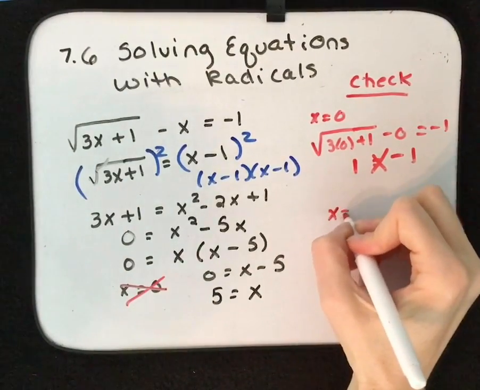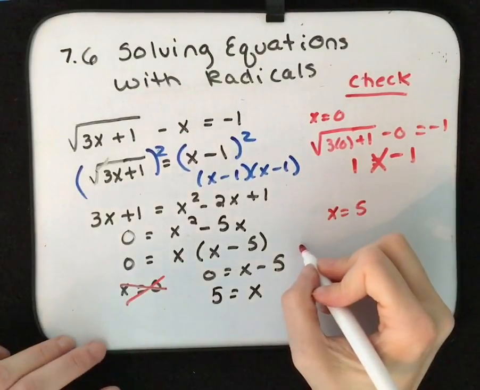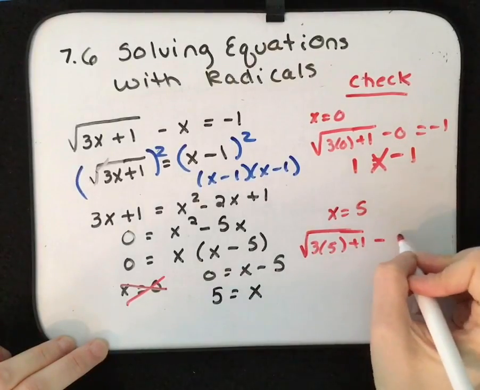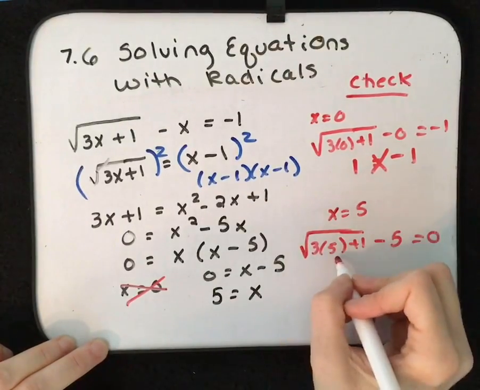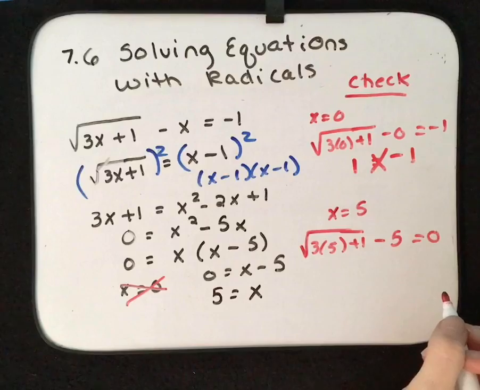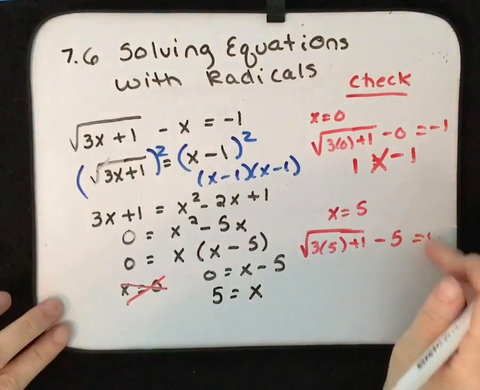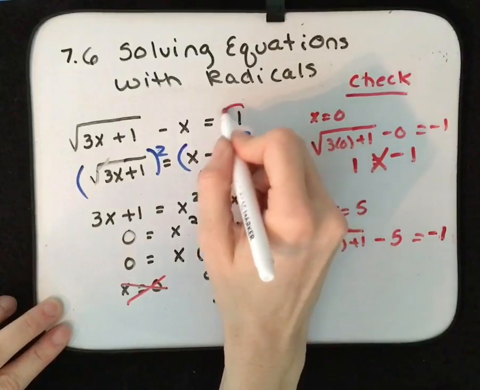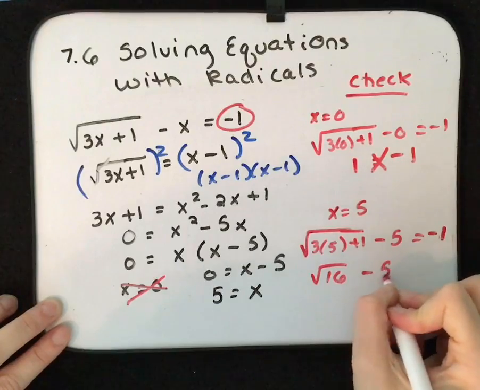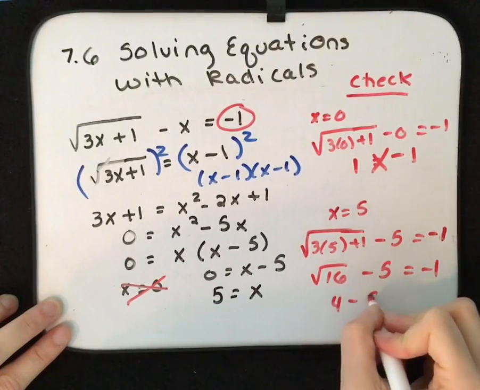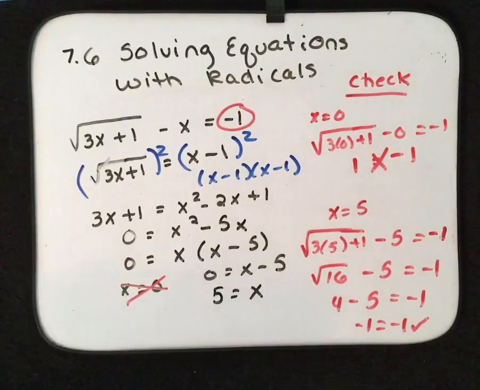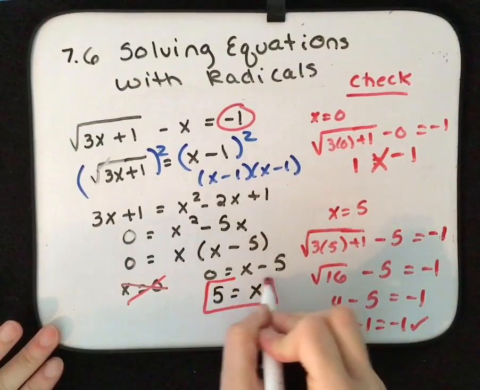Let's check x equals 5. So that's going to look like the square root of 3 times 5 plus 1 minus 5 equaling negative 1. 3 times 5 is 15. 15 plus 1 is 16. So we have the square root of 16. Square root of 16 is 4. 4 minus 5 is negative 1. That works. So that means our solution is x equaling 5.